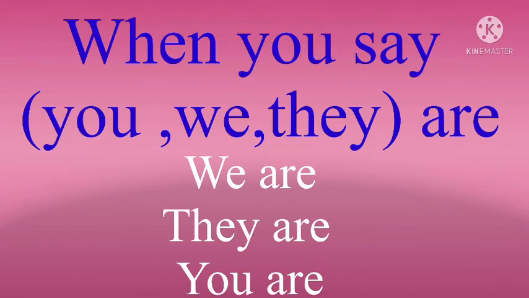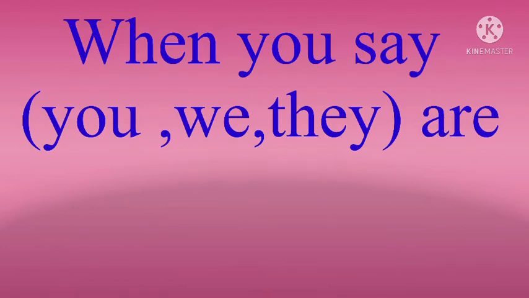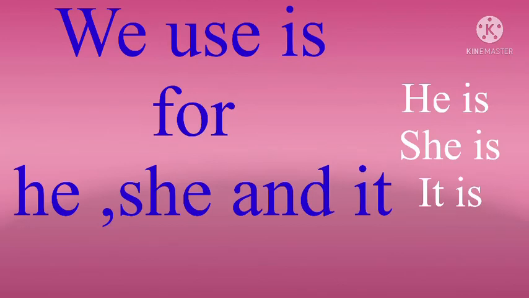When you say you, we, they, then you have to use are. We are, they are. When we use he, she, or it, then we use is. He is, she is, it is. Like he is a boy, she is a girl, it is a toy.